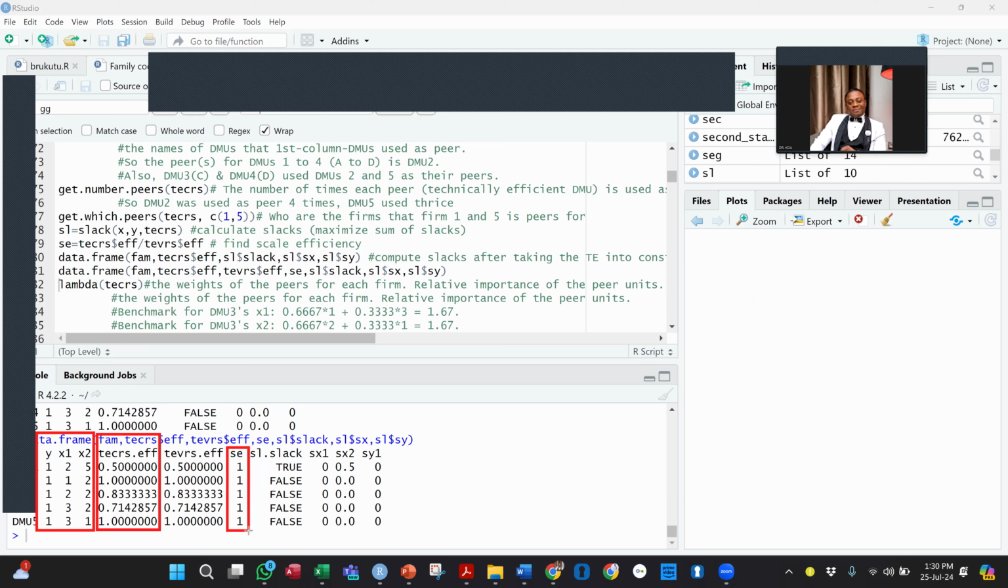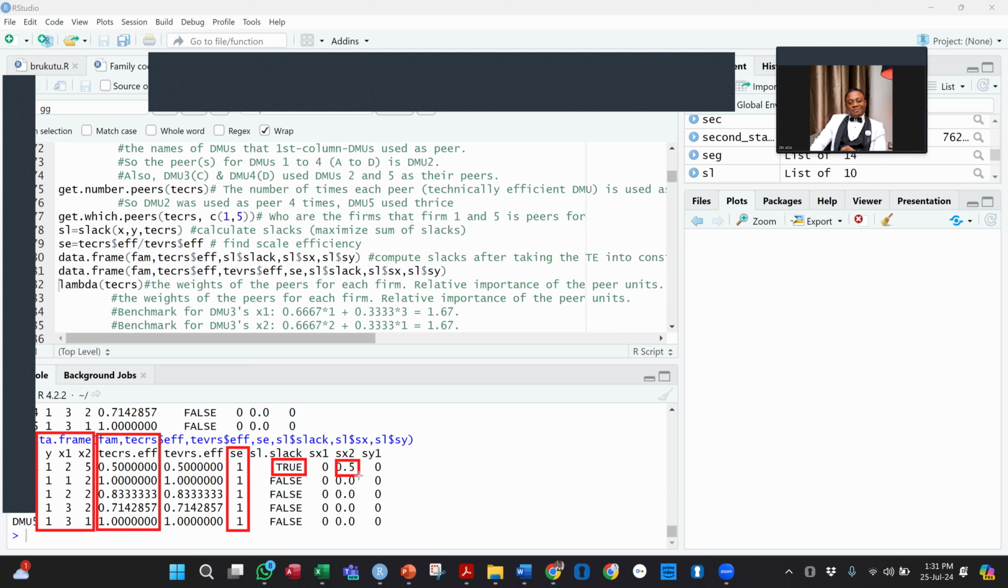The next one is the slacks. Remember, even at the graph, when you trace the DMU 1, it will hit the free disposable section. So it means that here the DMU 1 had a slack. That's what you can see here. Under slack, you can see that he has written true for DMU 1. True means that it has a slack. And then it shows the value of the slack, as you can see here. It's 0.5.